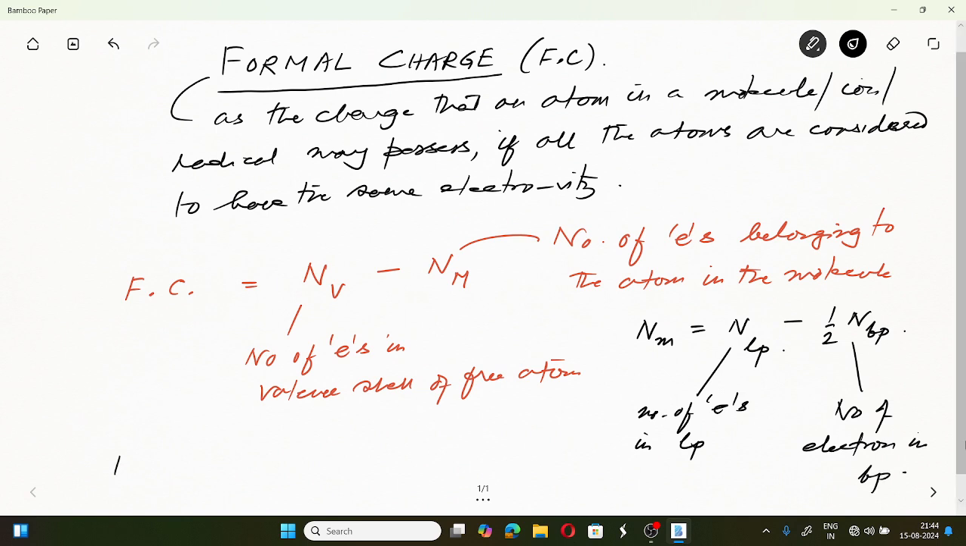So the net formula of formal charge is given by Nv minus Nlp minus half Nbp. By using this formula, we can find out the formal charge. So let us consider some examples. Let us start with PH4 plus. First we can write down the structure by using VSEPR theory.